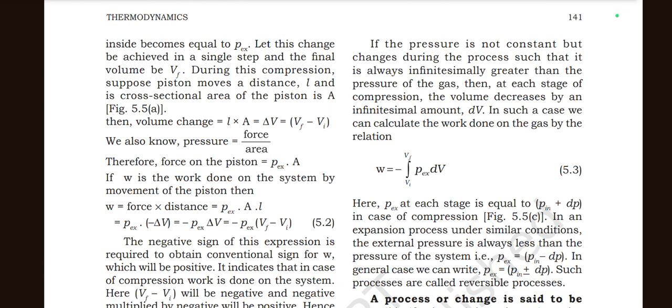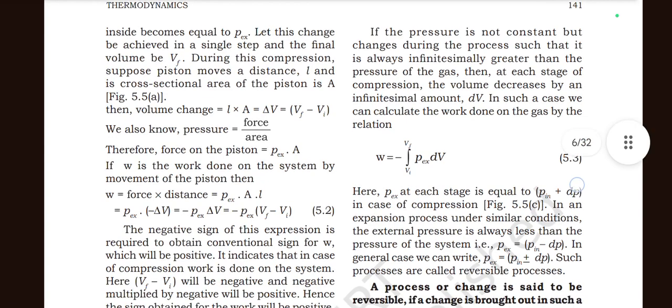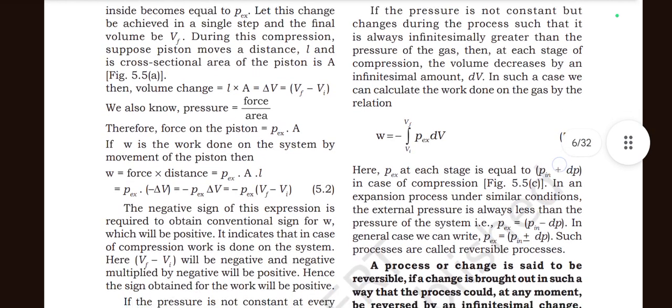Let us achieve this change in a single step, with the final volume Vf. During this compression, suppose the piston moves a distance L and the cross-sectional area of the piston is A. Then the volume change is L times A, which is equal to delta V, which is equal to Vf minus Vi. We also know that pressure is equal to force upon area. Therefore, force on the piston is equal to Pex into A. If W is the work done on the system by the movement of the piston, then W is equal to force into distance, which is Pex into A into L. So W is equal to minus Pex (Vf minus Vi).